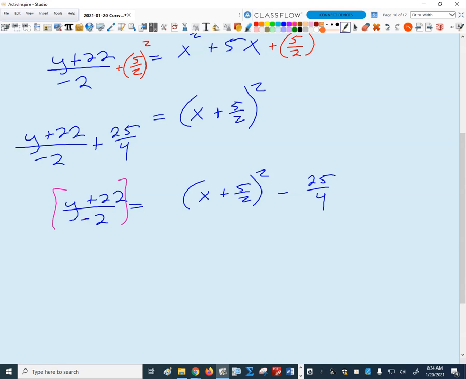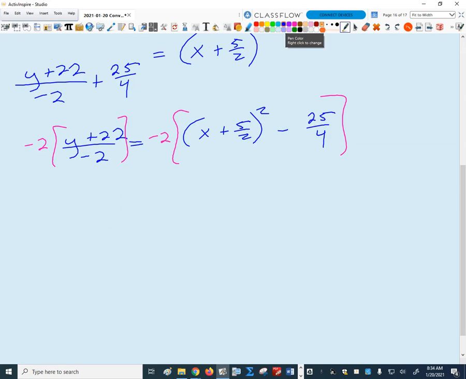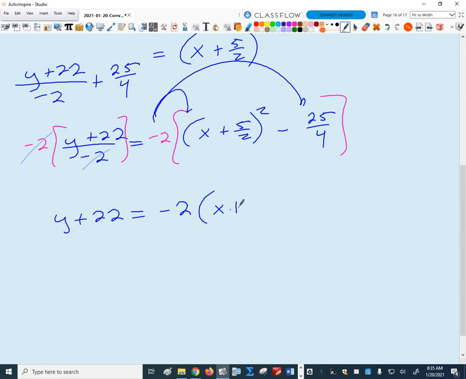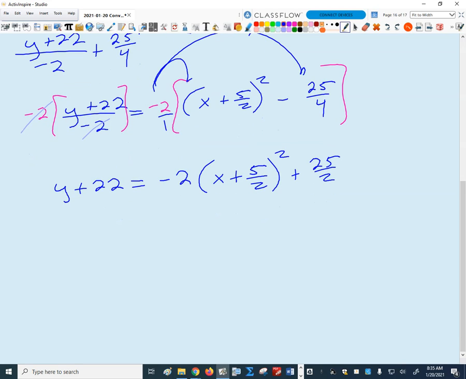So we're going to multiply each side by negative 2. And that's going to give us, we get cancellation, right? So that's going to give us y plus 22 equals, when I distribute this to both terms, I'm going to get a negative 2 times this quantity plus negative 2 times that number. So negative 2 times the quantity x plus 5 halves squared. Negative 2 times negative 25 fourths, let's make that a 1 on the bottom. Well, that's just going to give us positive 50 fourths, which is positive 25 halves, or I could just cancel the 2 and the 4 and make that a 2 on the bottom, right? Cross cancel. And then finally, I'm going to subtract 22 from both sides.